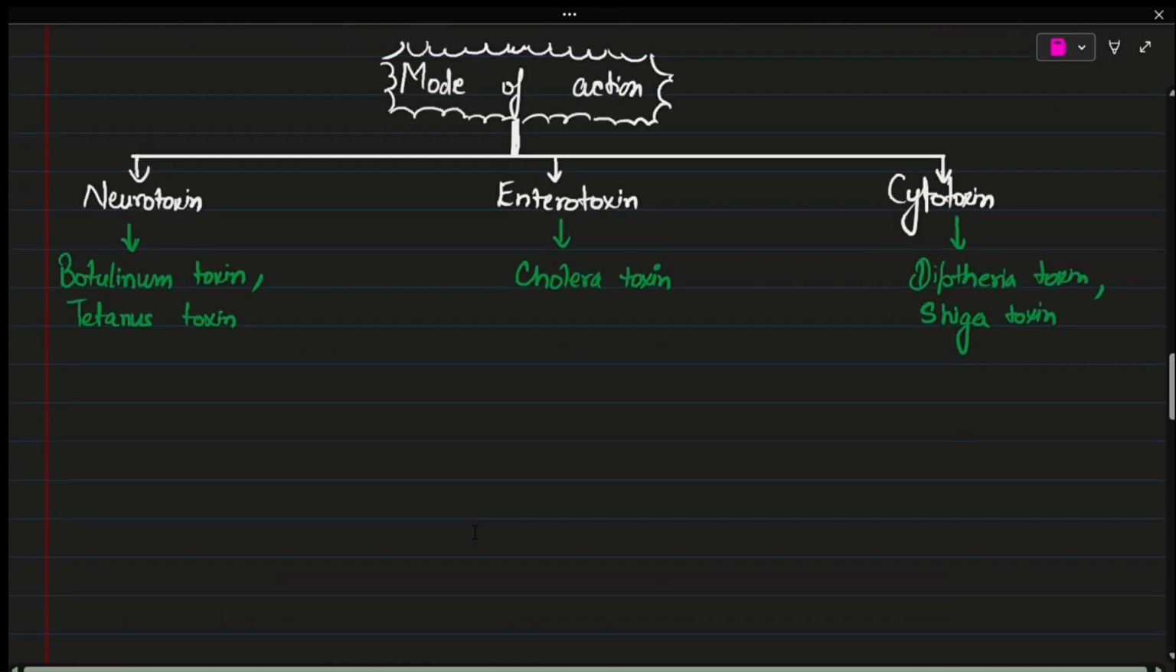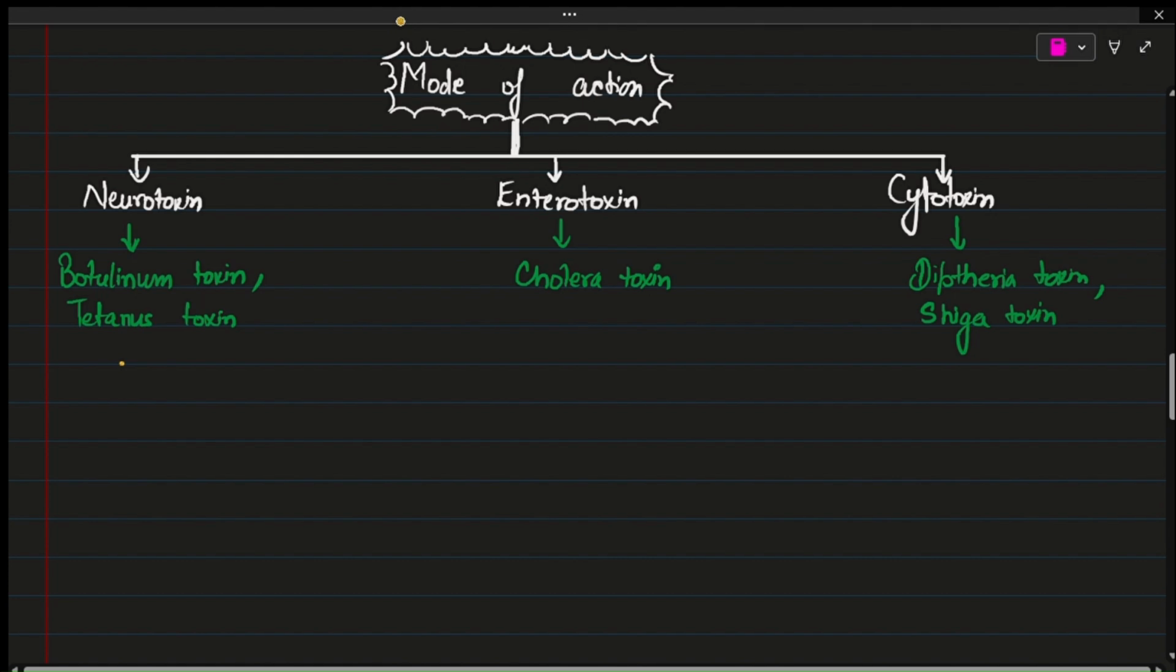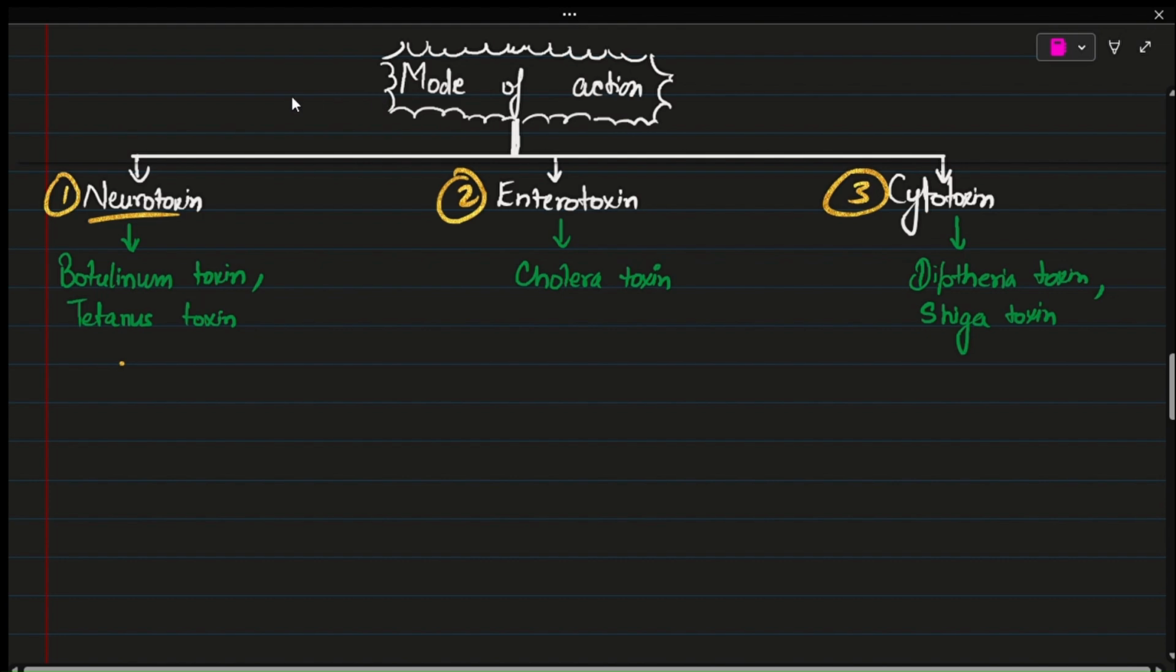Now we are going to move on to the basis of mode of action. If you talk about mode of action, then first will be neurotoxins, second will be enterotoxins, and third will be cytotoxins. In the case of neurotoxins, the target is neurons; enterotoxins are related to your digestive tract; and third, cytotoxins will go ahead and kill the cell which is affected by that toxin. Okay, so that is how it moves.